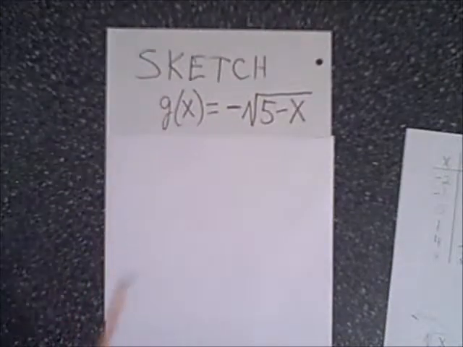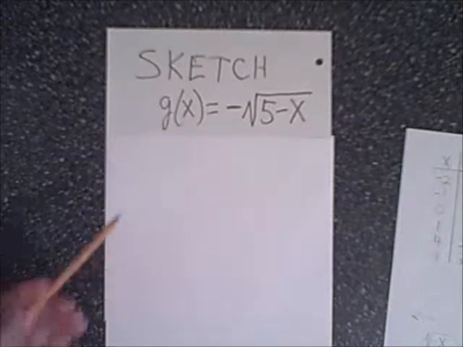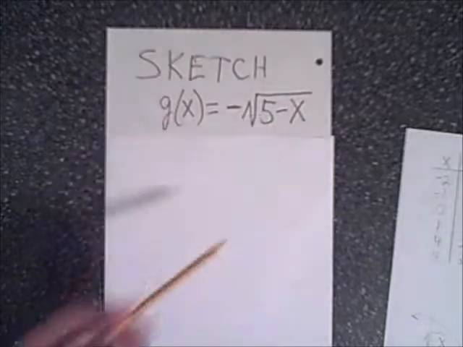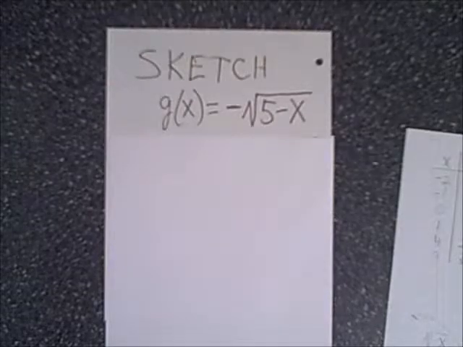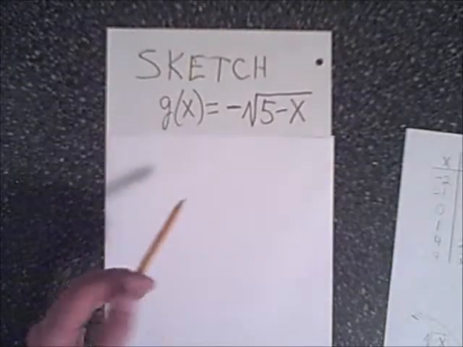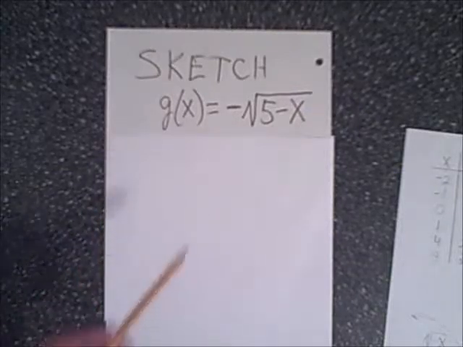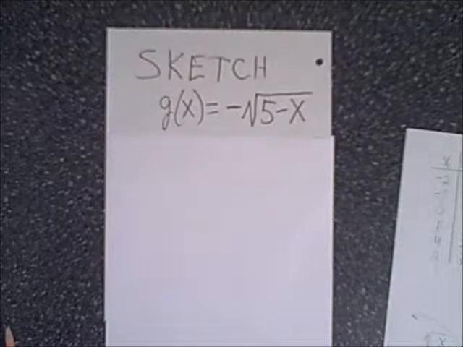Now the last function we're going to sketch is an absolute value function, or a form of it. It's g of x equals negative the square root of 5 minus x. And there's a couple different approaches. We can plot some numbers, or we can try to use the parent function. These negatives are going to make it a little trickier because we're going to have to do some reflection over the axes to adjust the function accordingly.